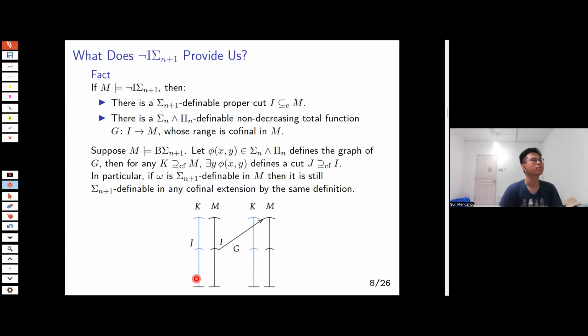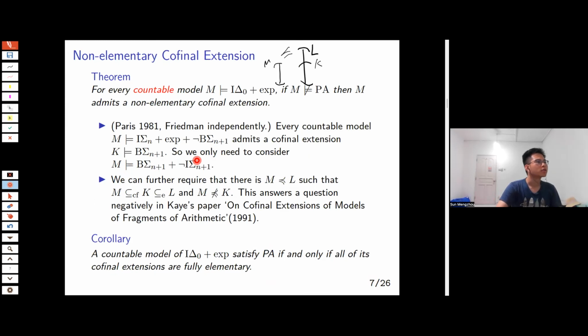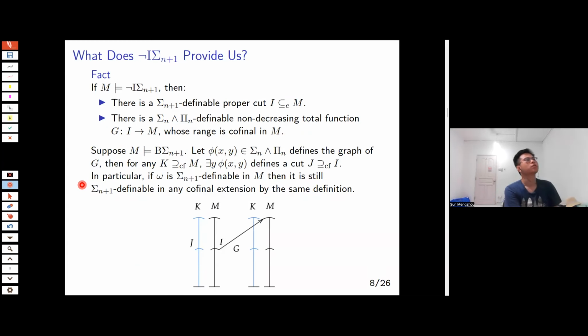Okay, so let's see how to prove this. Recall that we always assume that M is a B model, so we have two ingredients. One is the negation of induction, and the other is BΣn+1. So let's first look at what the negation provides us.